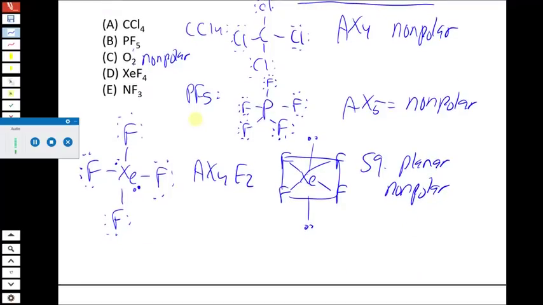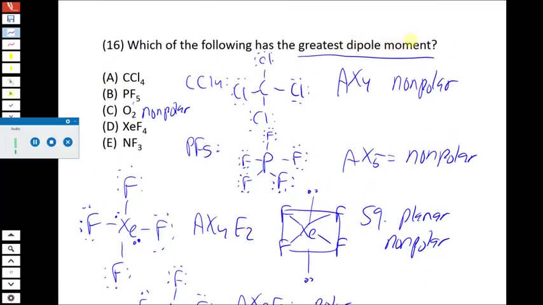And then if we go to NF3, what we end up with for the last one, we have 1 lone pair on the central atom. And any of the possibilities with 1 lone pair are going to be polar no matter what. All right, so if you get a single lone pair on the central atom, AX2E, AX3E, AX4E, AX5E, all those possibilities are going to be polar if you just have a single lone pair on the central atom. So this is the only one that's polar. We're looking for the one with the greatest dipole moment.